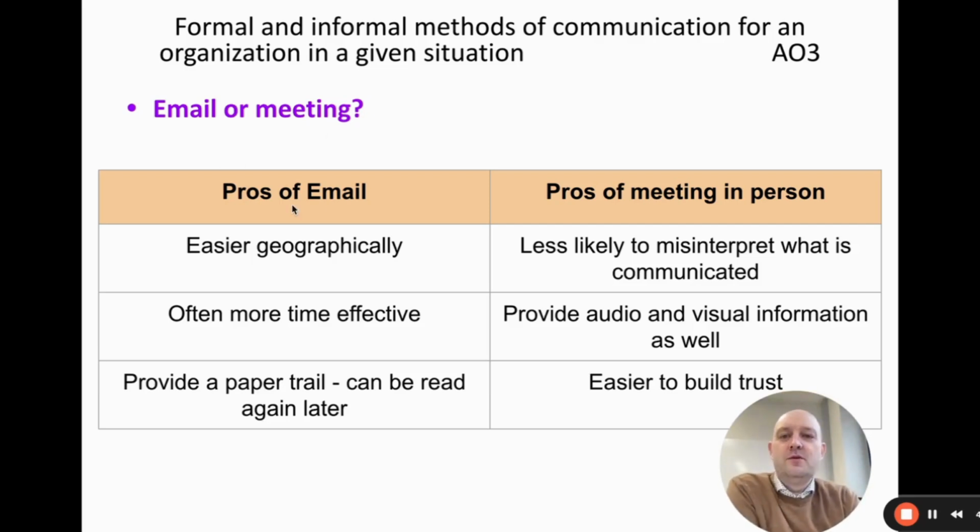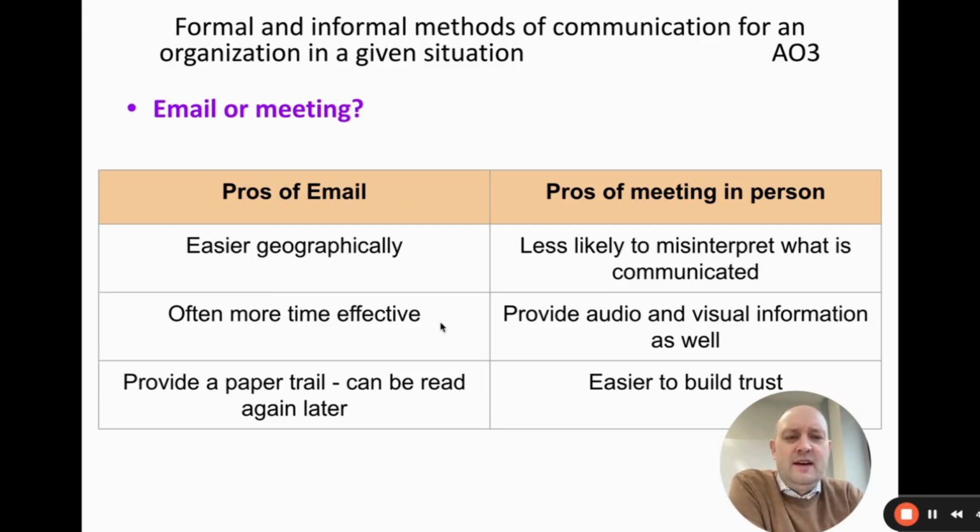Well, the pros of email are clearly geographical. For me, that's less relevant because I can just walk up to a different part of the building. But if that person's in a different city, then obviously email or phone's going to be a lot easier. Could be more time effective. Not always, but often if you write an email, you can just quickly write an email and get it done.